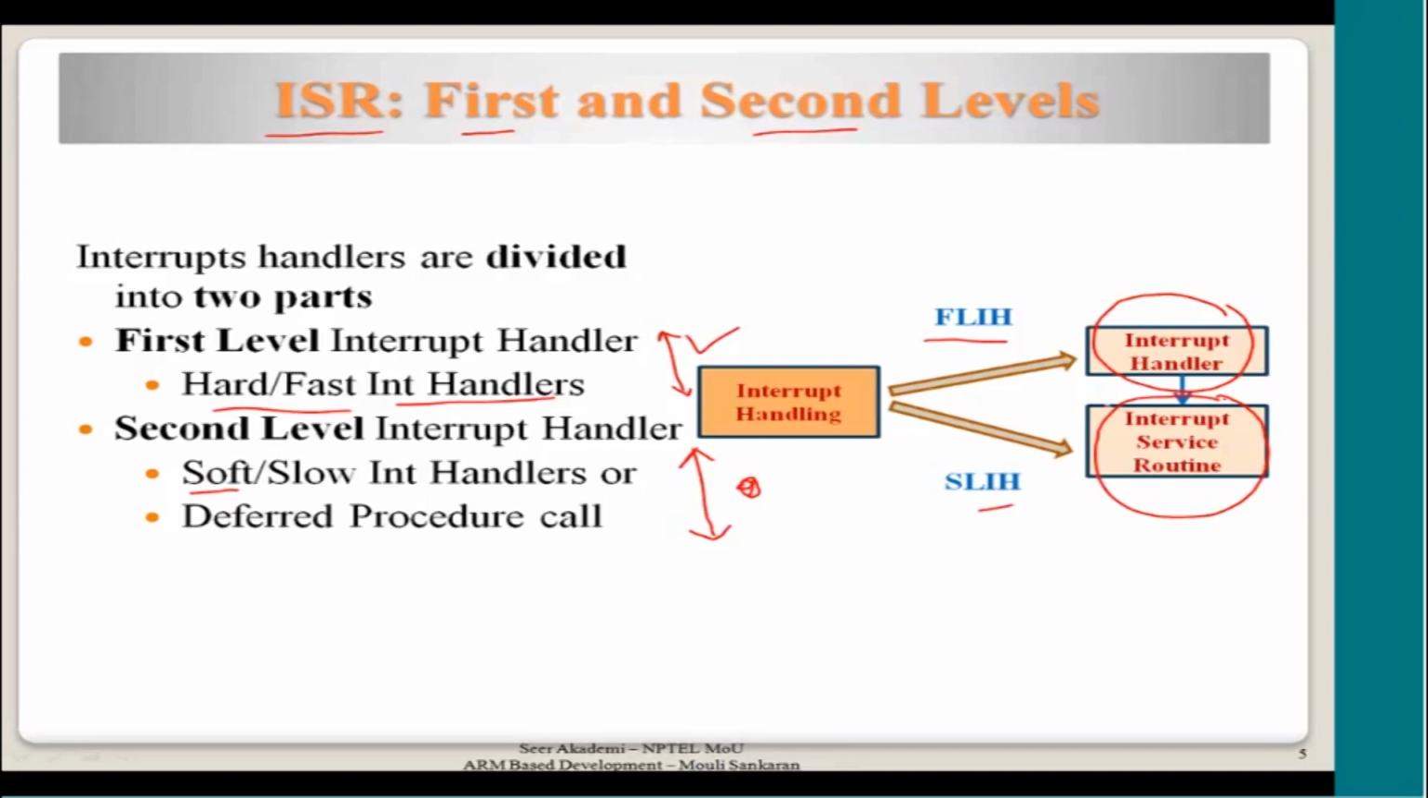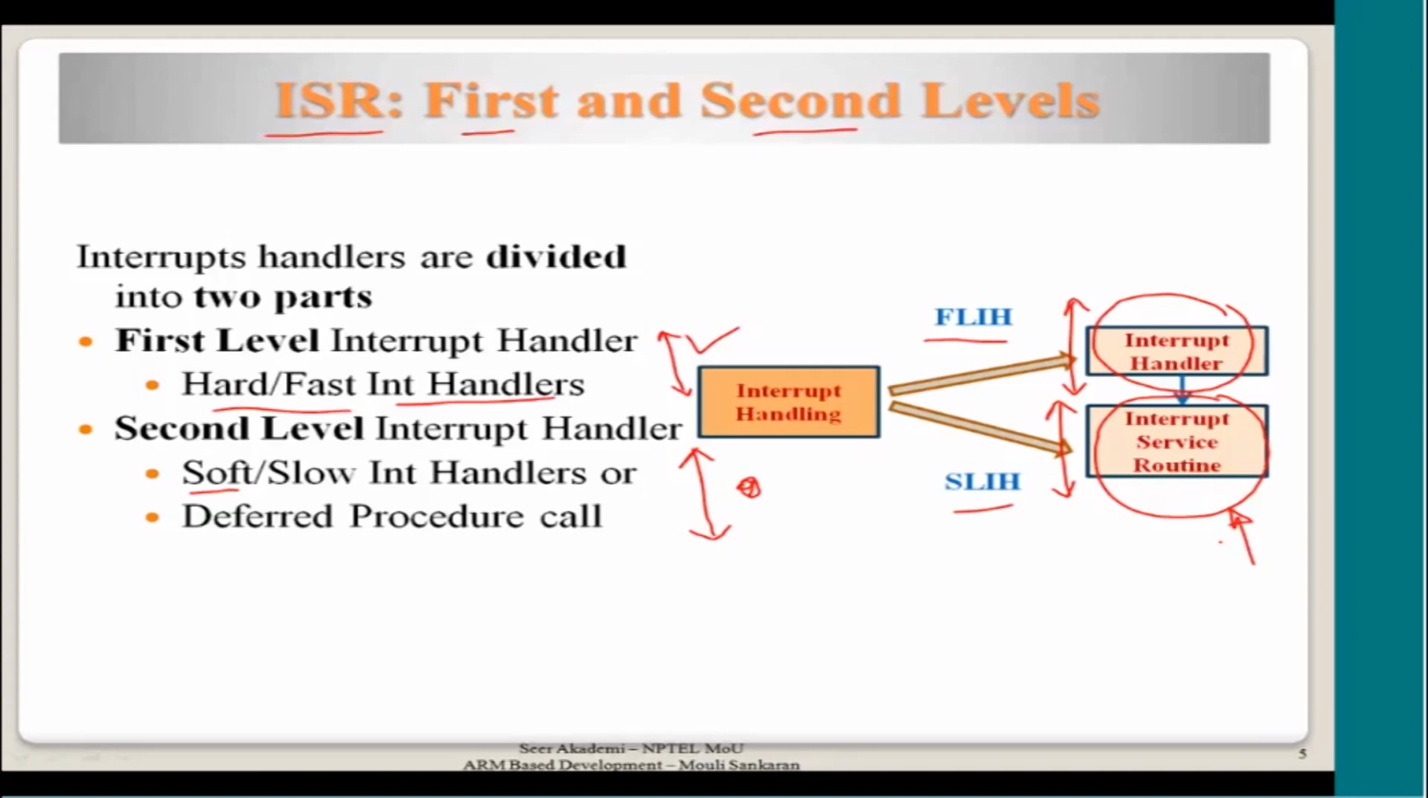So the naming is different. What you should remember is that the first level handling is the most critical thing which needs to be done within a limited time gap, and then the second level could be a longer processing, and it can take sufficiently long. Sufficiently, in the sense, not in terms of seconds; it may be some milliseconds or less, but you can defer the time allotted for this particular processing a little bit, and it is not very time critical.